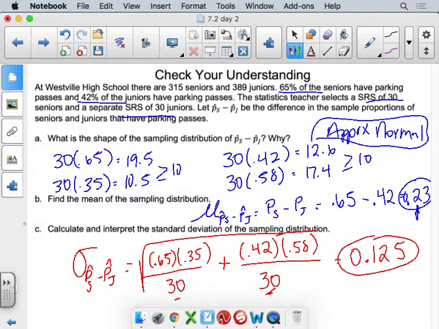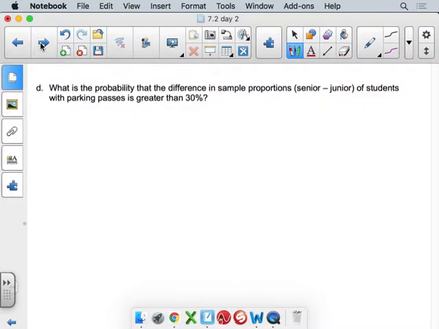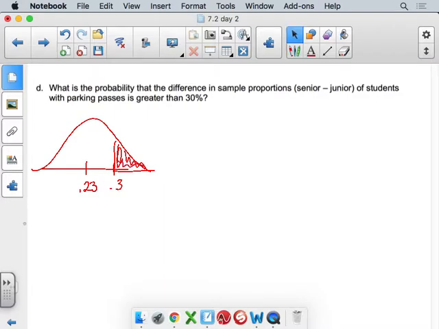All right. I think I'm going to change D in the question that it asks us. So D says, what is the probability that the difference in sample proportion, senior minus junior, of students with the parking pass is greater than 30%? I'm actually going to change it, but let me just write out the picture for that. It's really similar to what we just did. Here's the mean, which was 23%, and we're asking how many had greater than 30%. So you would find that. All right, I'm going to change the question though.